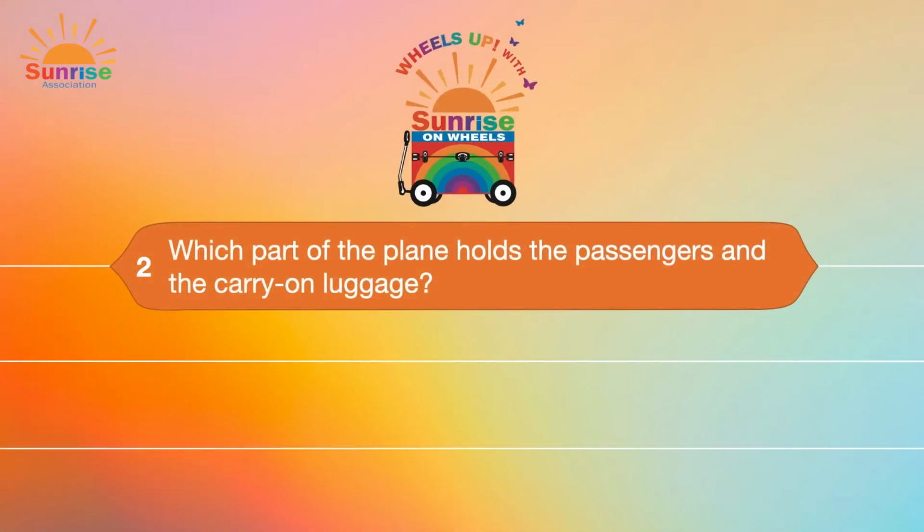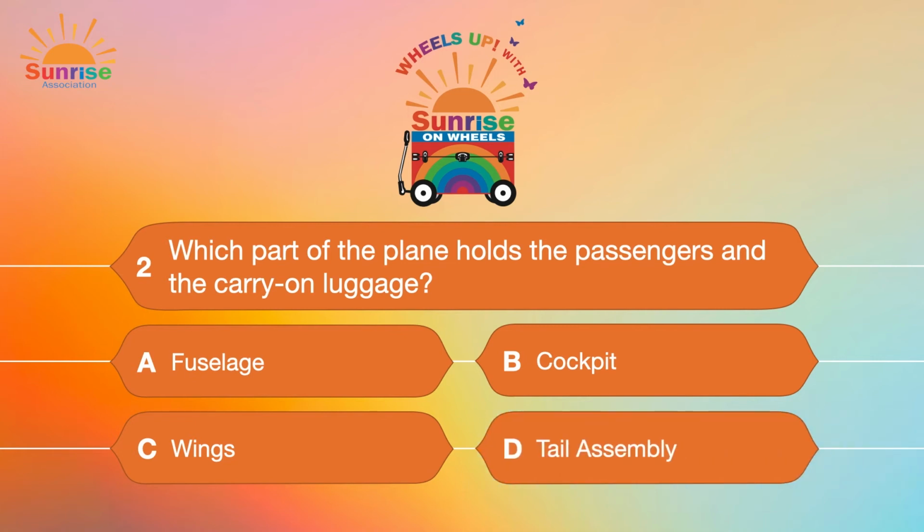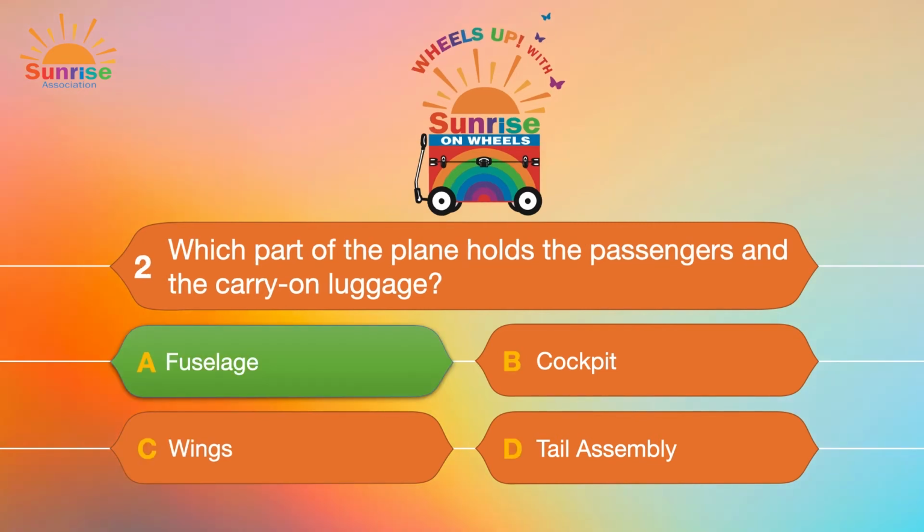Question number 2. Which part of the plane holds the passengers and the carry-on luggage? Is it A, the fuselage, B, the cockpit, C, the wings, or D, the tail assembly? Where do you and your luggage sit? In A, the fuselage.